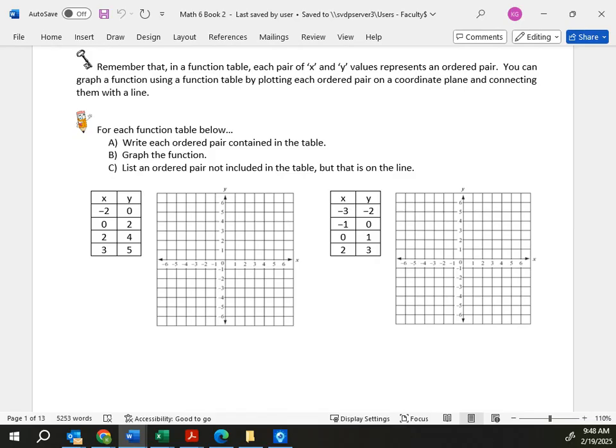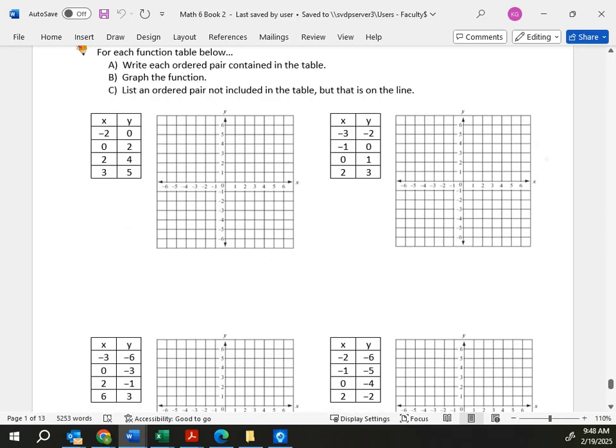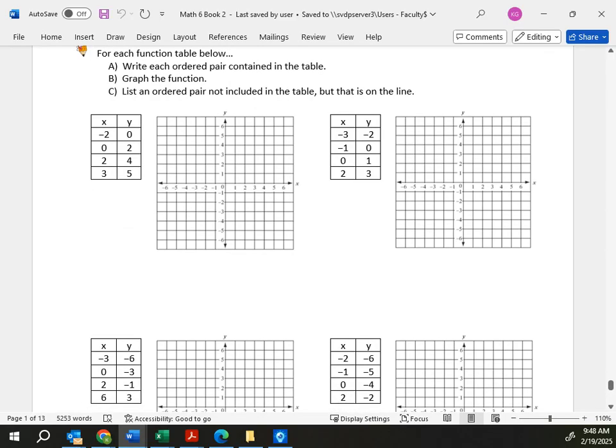So remember that in a function table, each pair of x and y values represents an ordered pair. You can graph a function using a function table by plotting each ordered pair on a coordinate plane and connecting them with a line. So for each function table below, we're going to do three things.